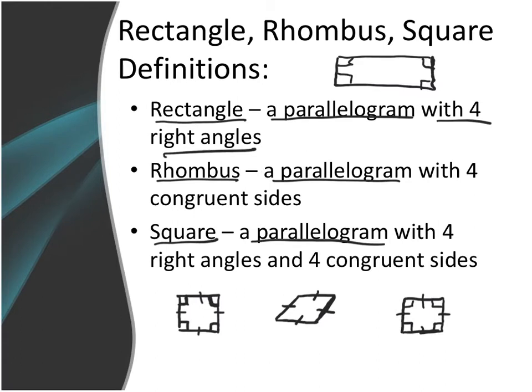Yes, ma'am? Could a rhombus be a rectangle or no? It could be, but not every rhombus is. The better question is, is a square a rhombus? Yeah. It's definitely a rhombus. So a square is a rhombus, and a square is a rectangle. If a rhombus and a rectangle had a baby, it would be a square, right? It's got the things that both of them have. It's got the right angles and it's got the congruent sides. It's got the properties of both parents there. So a square has everything a rhombus has and everything a rectangle has. A rhombus only needs the 4 congruent sides. A rectangle only needs the 4 right angles.